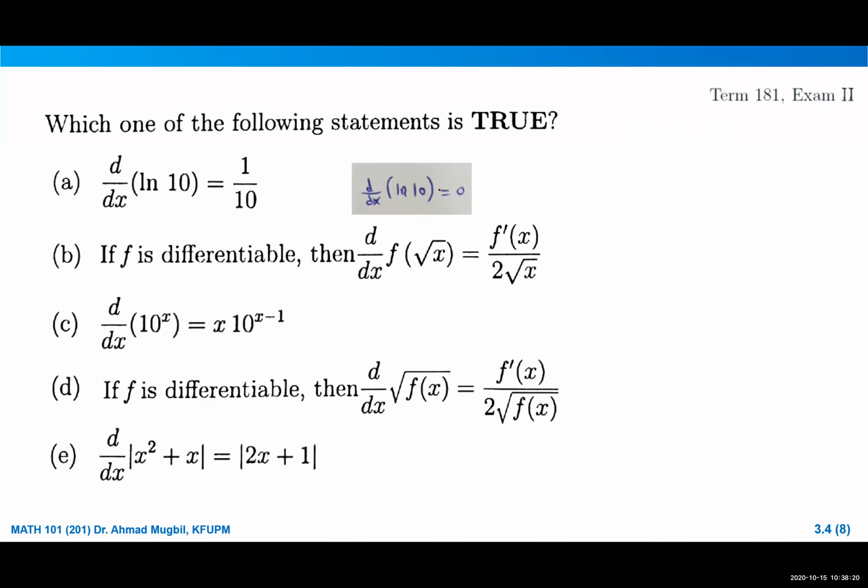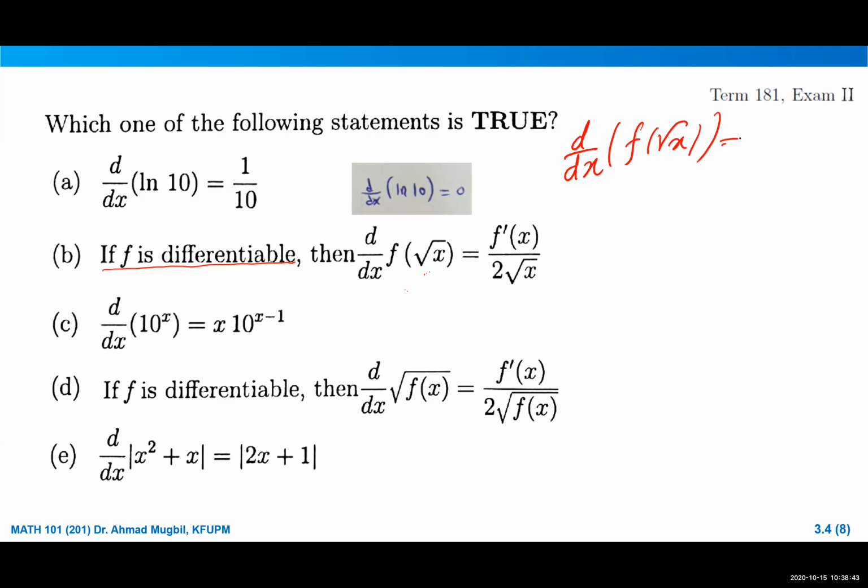Now, the next one: if f is differentiable, then the derivative of f of the square root of x is f prime of x over 2 square root of x. Of course, here we need to apply, ya Abdulaziz, the chain rule, because what is here is not x, it is the square root of x. So how to differentiate this, ya shabab? How to differentiate this by using the chain rule?